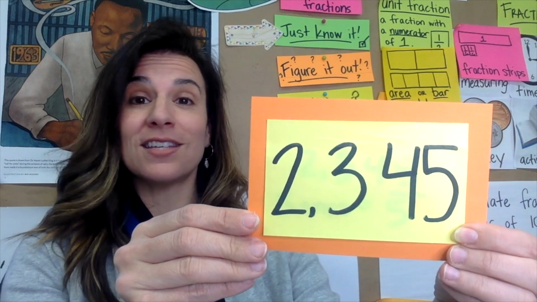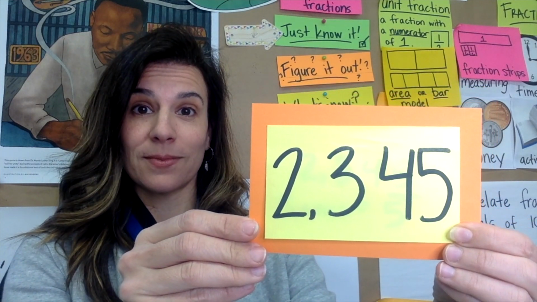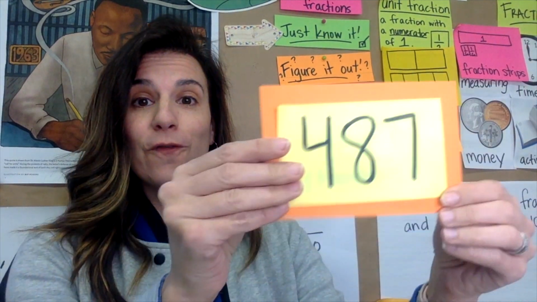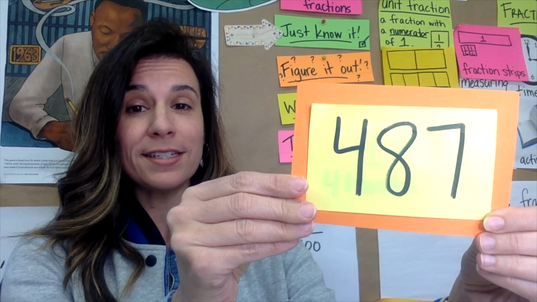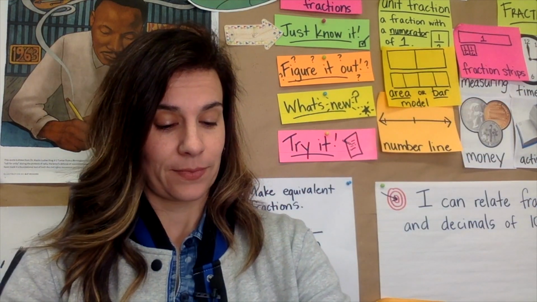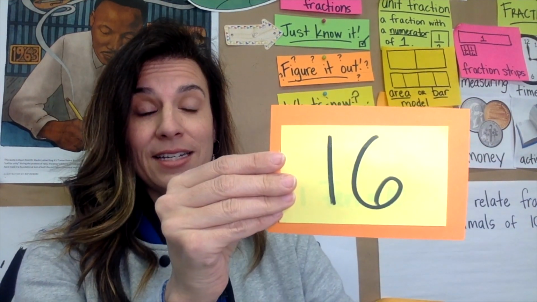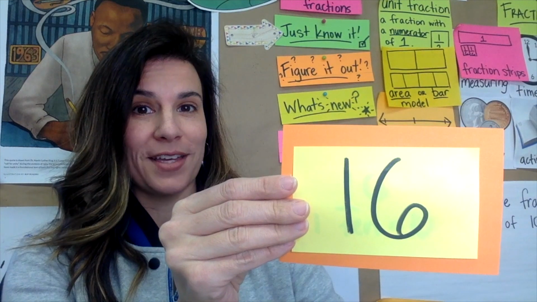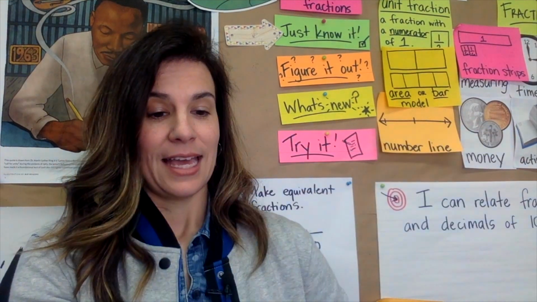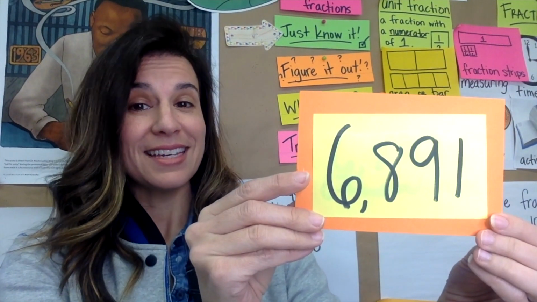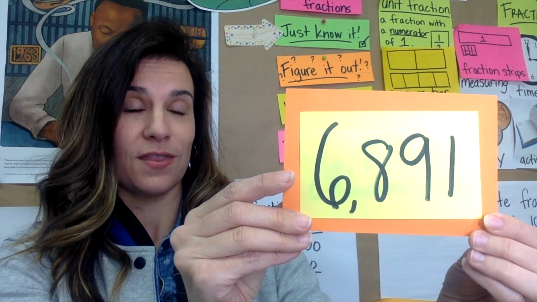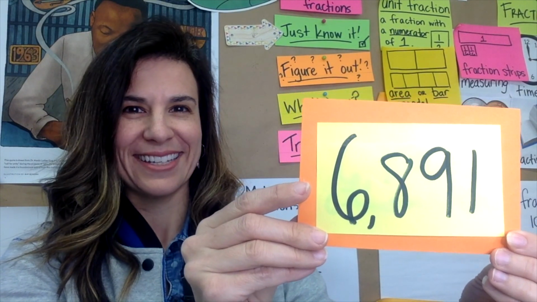2,345, what digit is in the ones place? 487, what digit is in the hundreds place? 16, what digit is in the tens place? And last but not least, 6,891, what digit is in the thousands place?